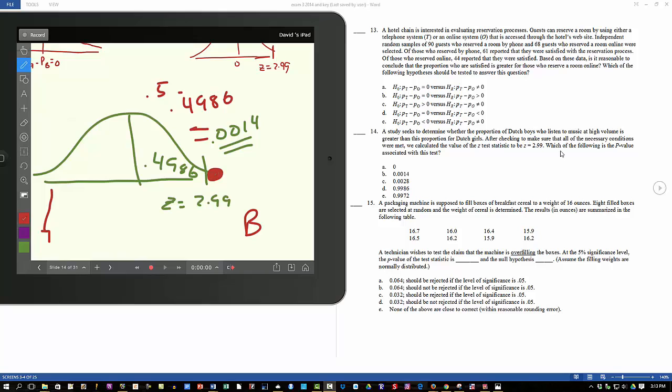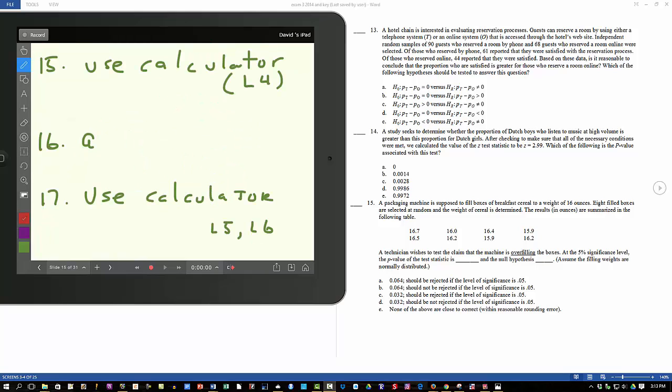So apparently this company doesn't care if their customers get too little. They're only concerned about losing money because they're overfilling the boxes. At any rate, that's a one-tailed test as stated here. And so what we're going to do, I just used the calculator. I will go ahead and put here that our HA is going to be mu greater than 16. That's overfilling, so it's a one-tailed upper.